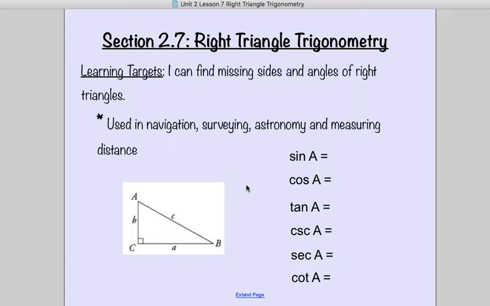And one thing is, and we'll get to this later in this course, that you will use this in solving problems using navigation, surveying, astronomy, and measuring distances. So just a reminder, what is sine, what is cosine, what is cosecant, what is secant, and what is cotangent? I'm just going to start out by writing down SOHCAHTOA. Okay, that's going to help us.